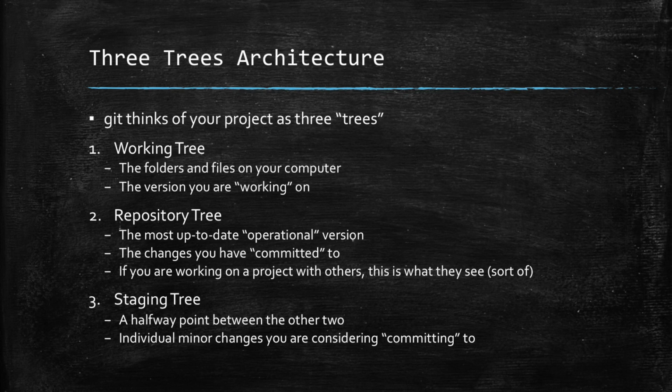This is the most technical part. So if I go too quickly here, let me know. Git thinks of your project as like 3 trees. It is called the 3-tree architecture. And we will show examples of this later, so if the pictures don't perfectly make sense in your head, that is okay. Basically with Git, you have a working tree, a repository tree, and a staging tree.